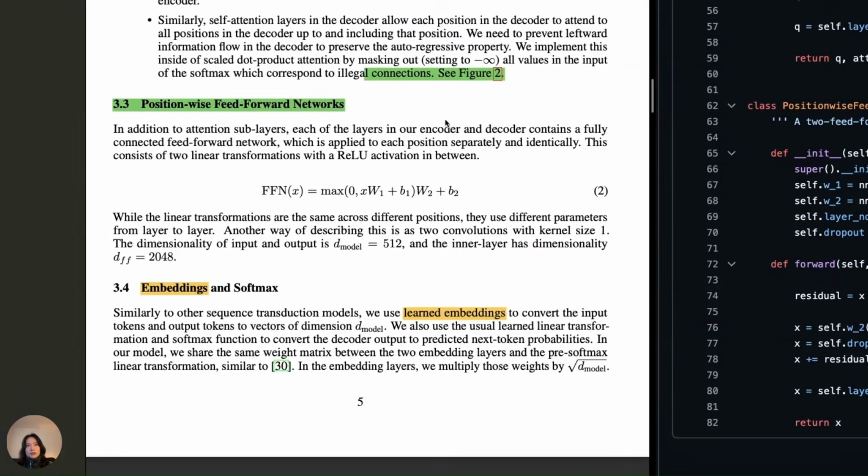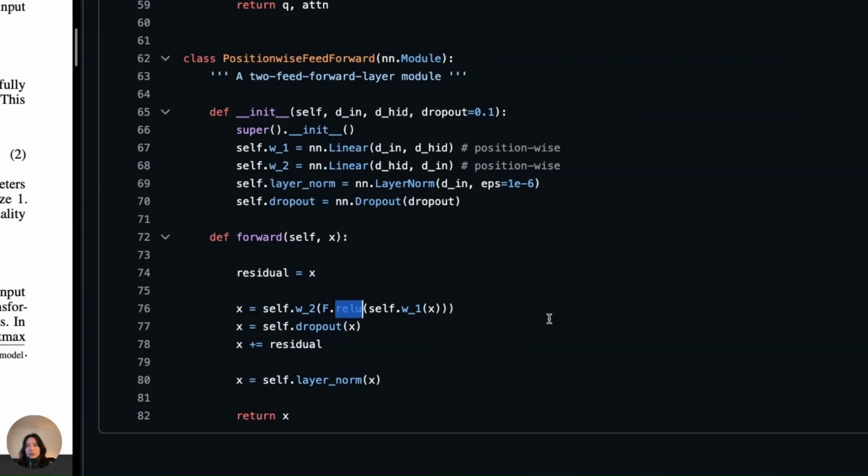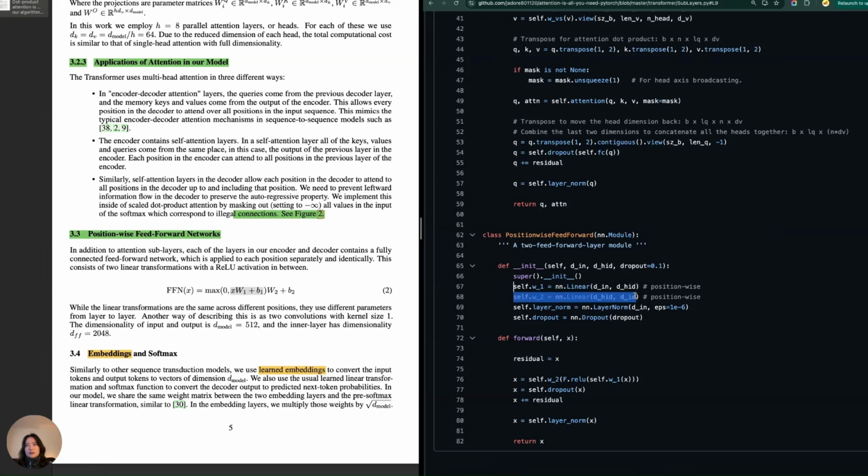In addition to attention sublayers, each of the layers in our encoder and decoder contains a fully connected feed-forward network. And how is this feed-forward network? FFN consists of two linear transformations with a ReLU activation in between. We talked about the ReLU activation function. And where is ReLU? It's over here. And how is this constructed? This is very common, very similar to the linear equation that we have seen before. It is constructed by defining each linear layer, and then it is conducted by performing this nested linear transformation.